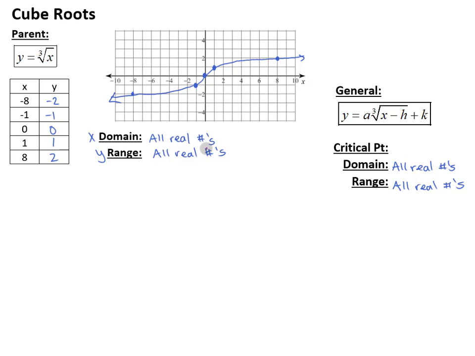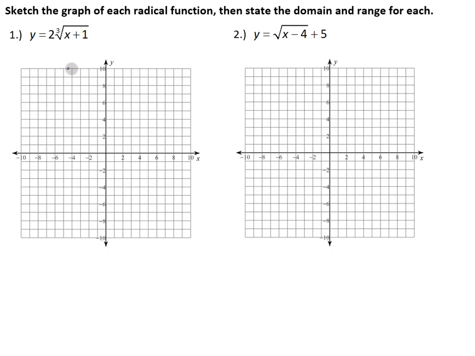Okay, and the general function here is pretty much the same as square root, but it's just a cube root, of course. So, in this case, we would say this part where it changes directions in the graph, I guess you could call this the center, is our critical point this time, but that's where h and k will be located. Okay, so let's try some examples.